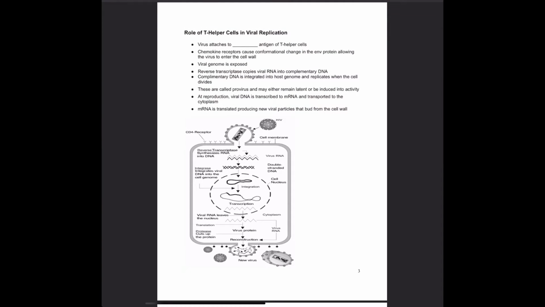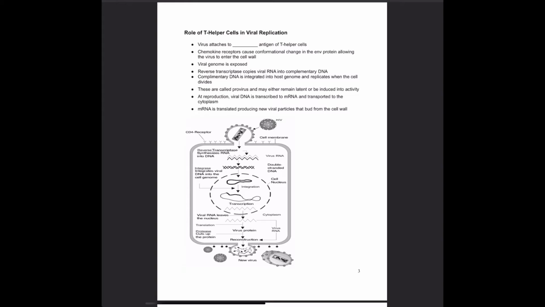So let's go over the role of T helper cells in viral replication. The virus attaches to the CD4 antigen of T helper cells. Chemokine receptors cause conformational change in the envelope protein, allowing the virus to enter the cell. Then the viral genome is exposed.